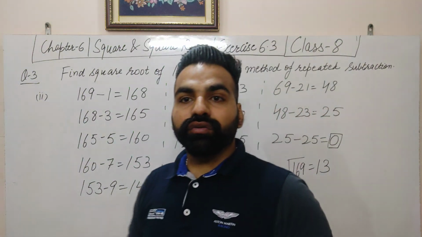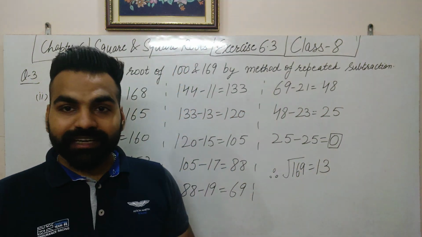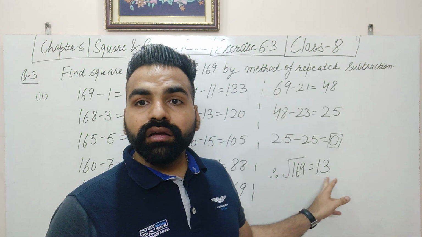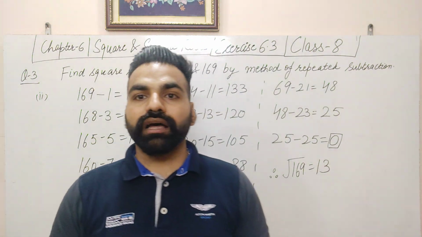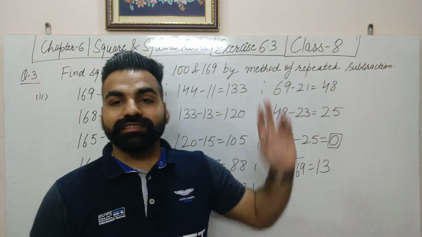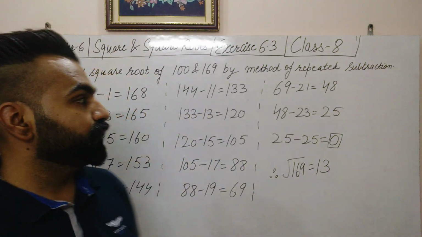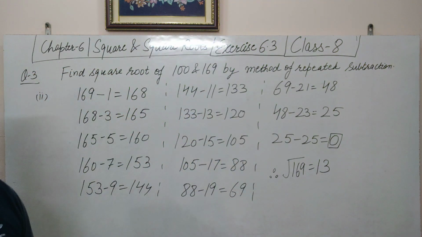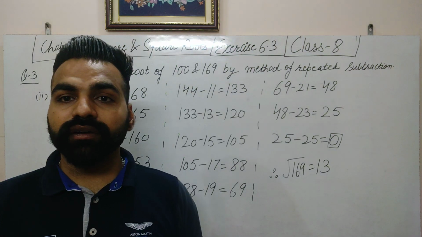So the square root of any number, if it is a perfect square, is equal to the number of steps to find the answer 0 according to this method of repeated subtraction. So this was question number 3. Now we will move to question number 4.